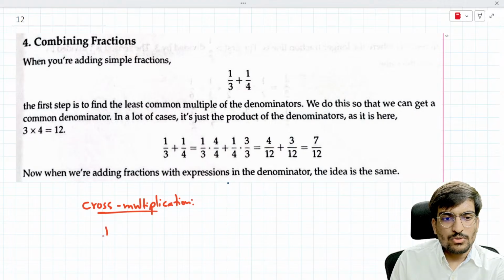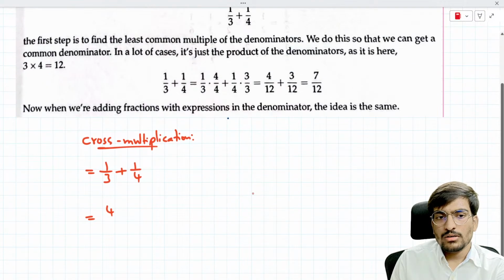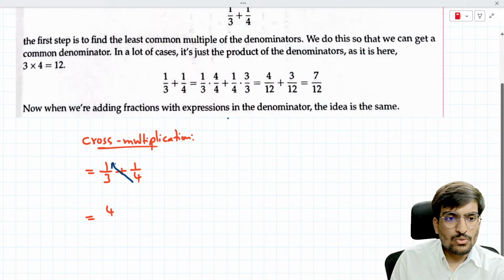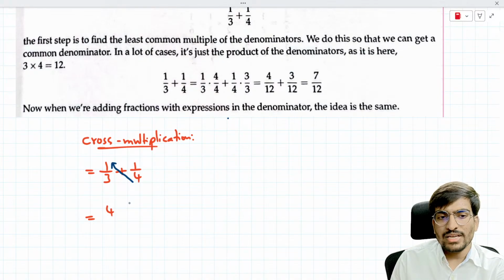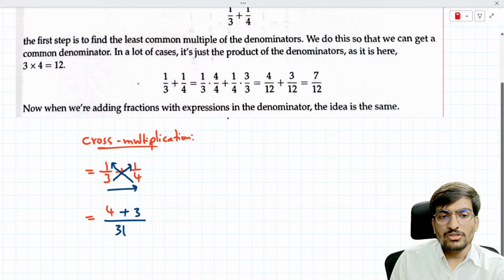So that equals 1 by 3 plus 1 by 4. I am just multiplying this 4 with the first numerator, that is 4 times 1 is 4, plus multiplying this second denominator 3 with the first numerator, 3 times 1 is 3, by 3 times 4, multiplying the denominators, which is 12. So that is 7 by 12.